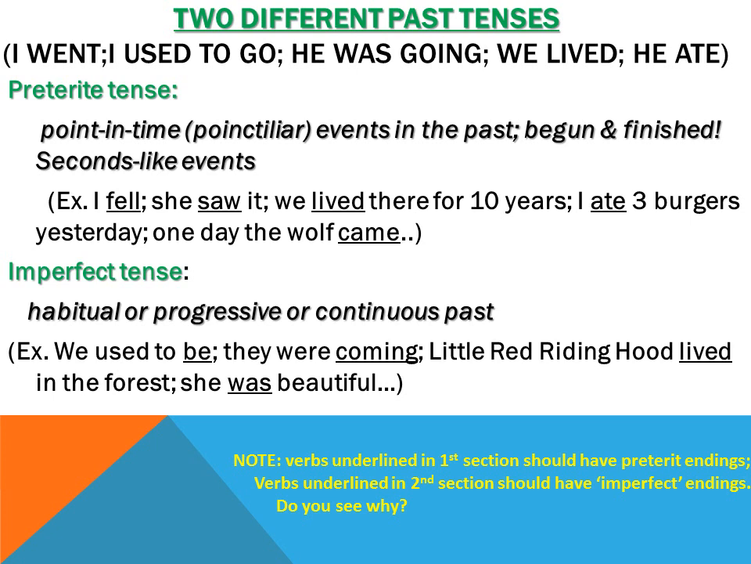Little Riding Hood lived in the forest. We're not enclosing that living in a number of years. We're just saying she lived. We're focusing on her living. We don't care about the beginning or the ending of that. She was beautiful. It's a description of some characteristic of that person. So it's not an event, it's not a finished event. We cannot use the preterite. It should be the imperfect. So the verbs underlined in the first section should have preterite endings, whereas the verbs underlined in the second section should be in the imperfect ending. Sorry. I hope you can see why the distinction.